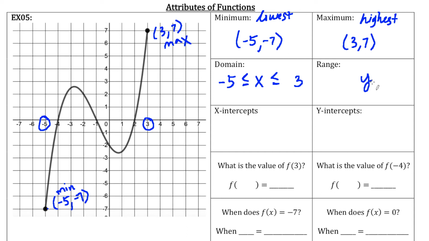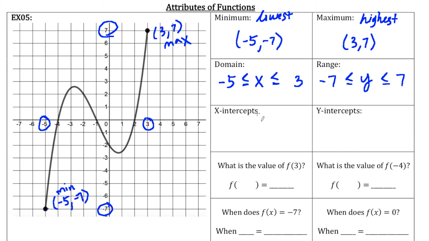Cool. The y, does it ever stop going down? Yes. That's the furthest it goes down. Ever stop going up? Yep, right there. So it's always between -7 and 7. It can be both of those because those are filled in points. So y is bigger than or equal to -7, and y is less than or equal to +7.